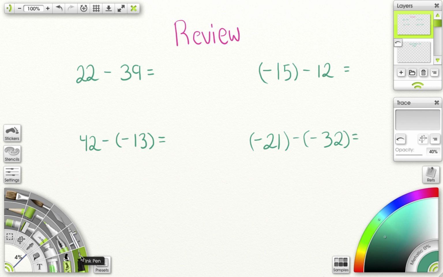So our first question is 22 minus 39. So we have two positive numbers. 22 minus 39, that means we're obviously going to go past 0 on the number line because 39 is much bigger than 22. The only question is how much past 0 are we going to go on the number line? Easiest way to do so is to take 39 and we minus 22 from it and we get 17.